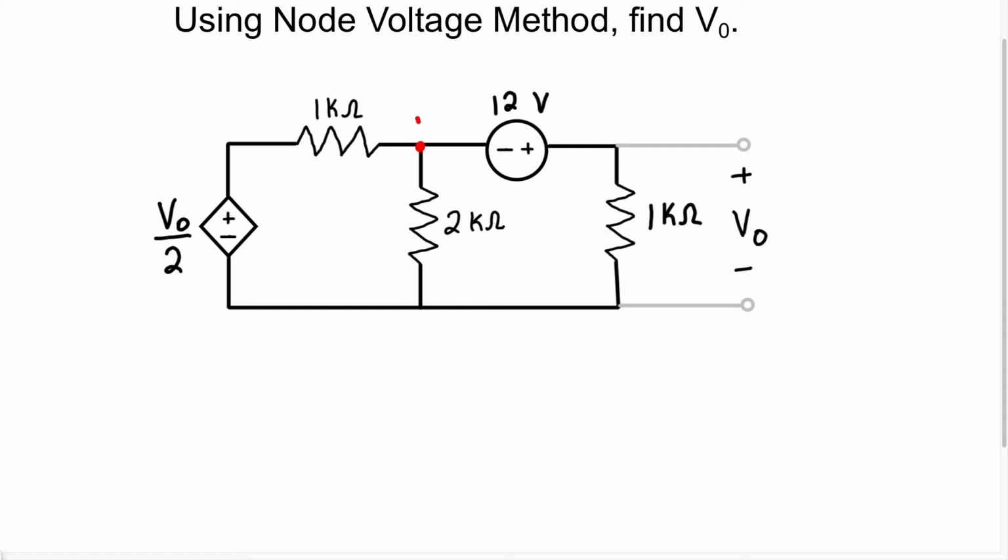We're going to call this node 1. And we want the voltage at node 1. And we have one more essential node at the bottom here. And because this is at the bottom, I'm just going to take this as our reference node. Okay, so now what we want to do is write a node voltage equation for node 1.